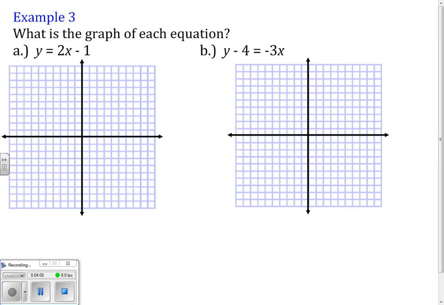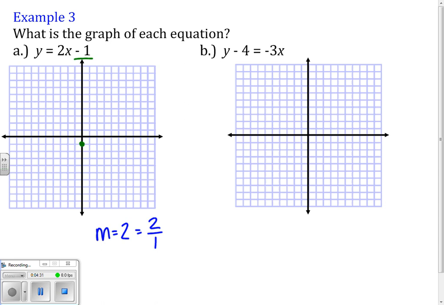Example 3, what is the graph of each equation? So if you take a look at letter A, it's already in y equals mx plus b. So the first thing we need to do is graph the b value. That's the y-intercept. This one occurs at negative 1. And from there, count off the slope. The slope is listed in the equation as a 2, which you're going to want as a fraction. As a fraction, it's 2/1.